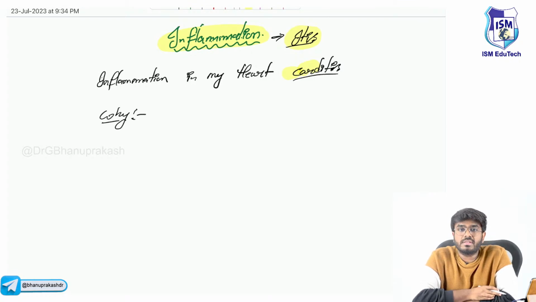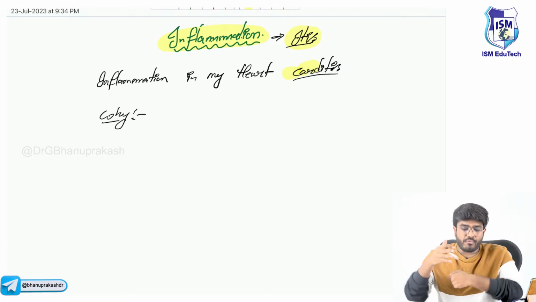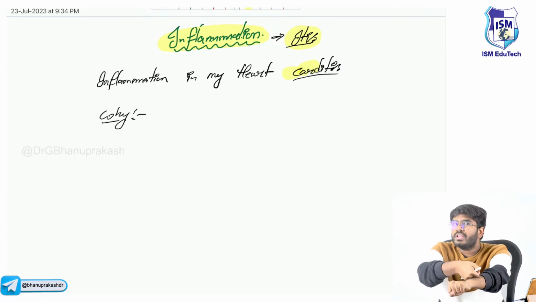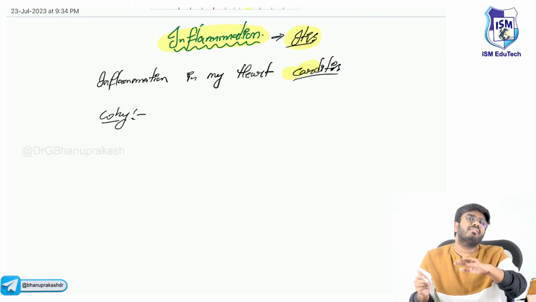Inflammation is a response of your tissues. For example, if I am teaching the class in a good way, I will have a good response from your side. If I am not teaching in a good way, you will give a bad response. There is something like Newton's third law: for every action there is an equal and opposite reaction. In the same way, whenever you injure a tissue, that tissue is going to give you a response. That response is called inflammation.